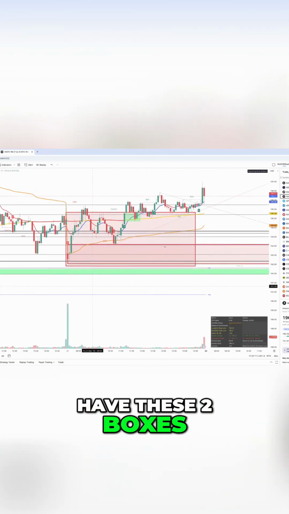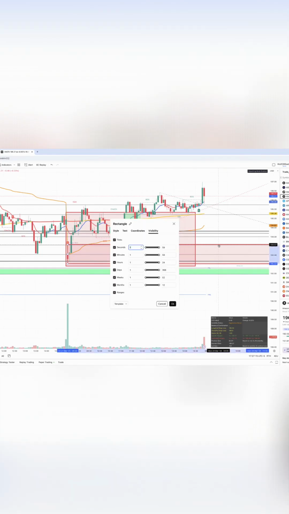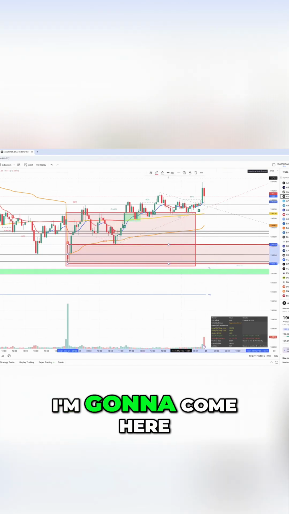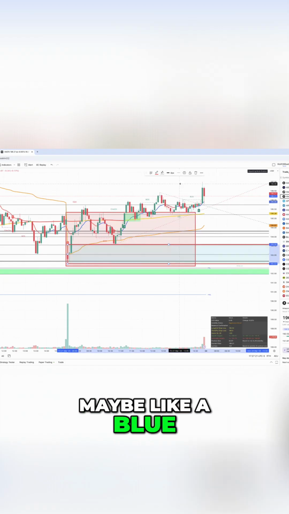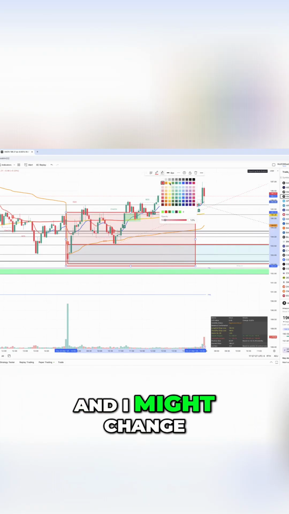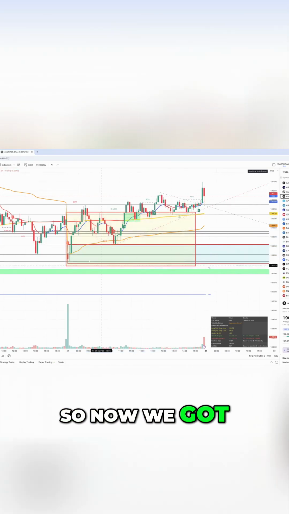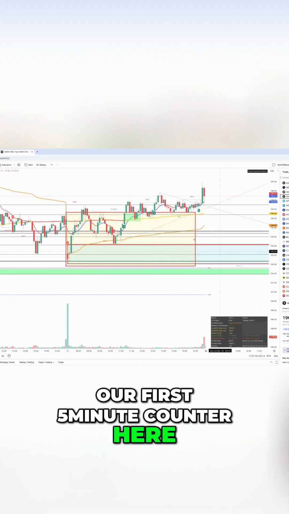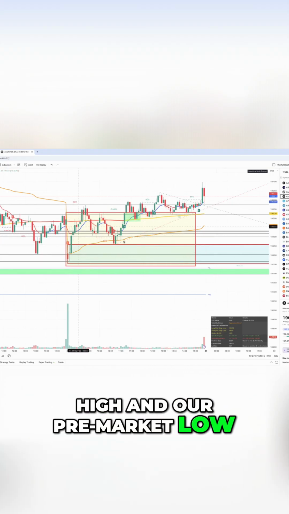So now I have these two boxes, right? What I'll do now is fill this 5 minute candle with a different color, maybe a blue, because I want to differentiate between these two, and I might change this color to yellow or something. All right, so now we've got our first 5 minute candle here, and then we've got our pre-market high and our pre-market low, right?